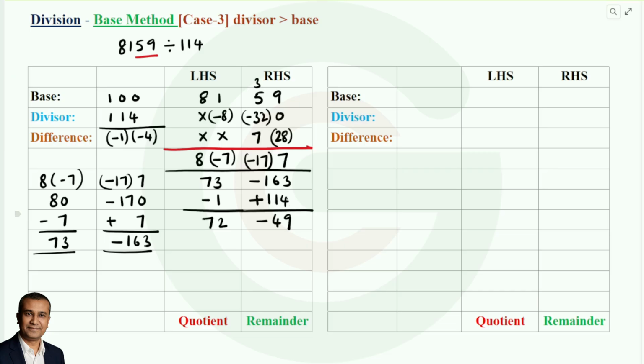Again on the right hand side still we have a negative number. So again subtract 1 on the left hand side and add the divisor on the right hand side. 72 minus 1 is 71 and -49 plus 114 will give us 65. So 71 is the quotient and 65 is the remainder.